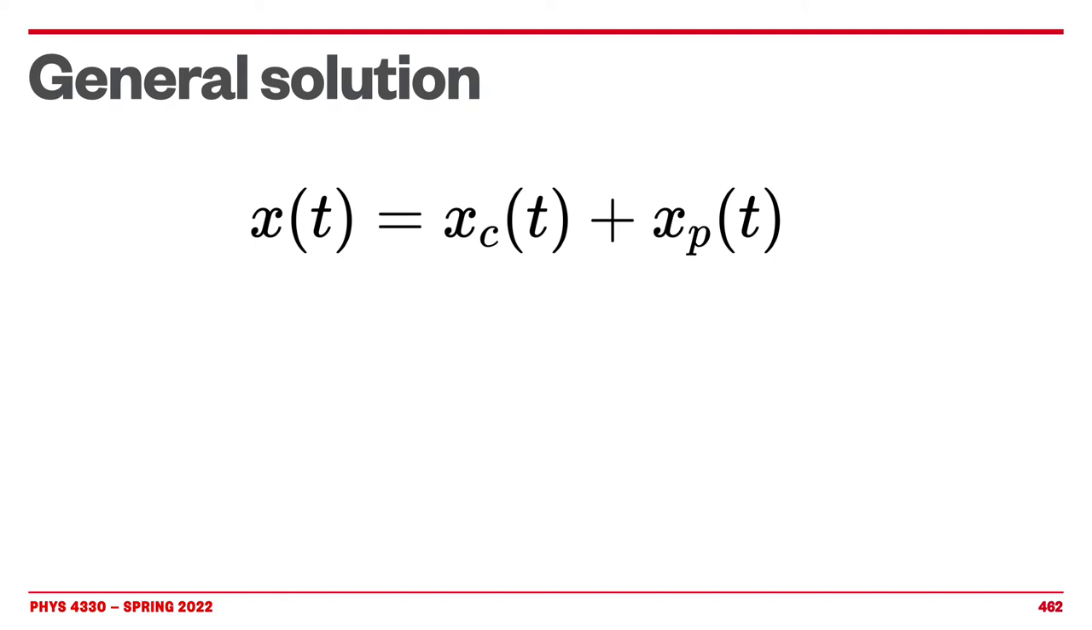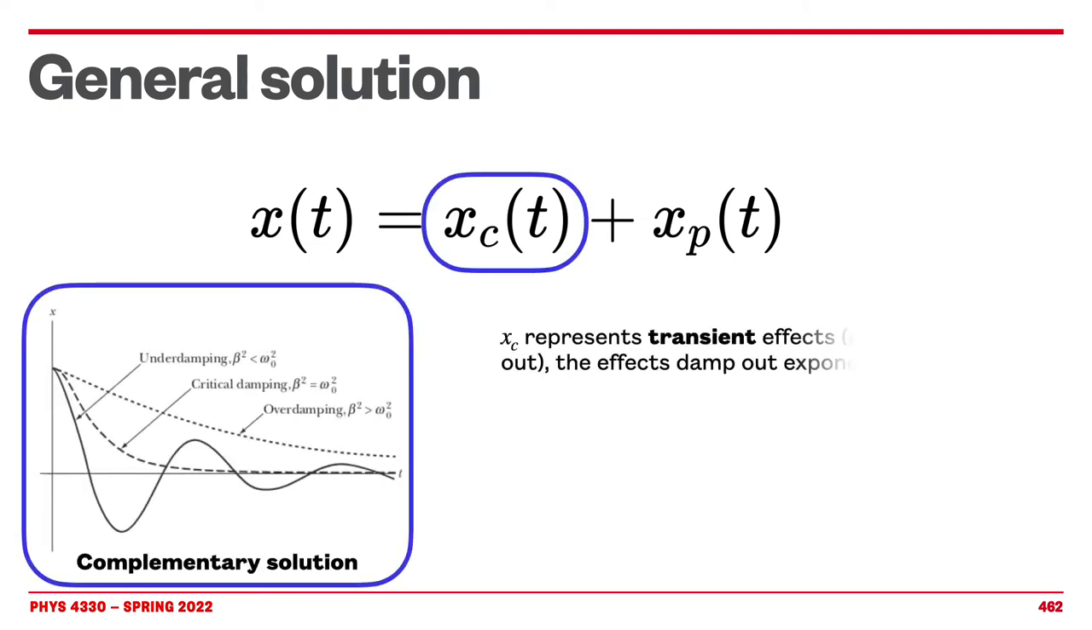What I'm going to argue now is that in steady state, so on long time scales, what matters is XP. In fact, XC, the complementary solution, represents a transient effect, an effect that dies out quickly. Let me explain why. I reproduce the plot that we saw in the previous screencast on the damped oscillator, and we see that in each case, the amplitude after a while goes to zero. So after sufficiently long time, XC will go to zero. After you start the motion, if you wait long enough, the solution in blue will no longer matter. These effects will die out, and the only thing that's going to survive is XP.